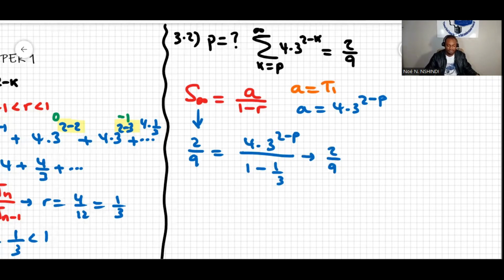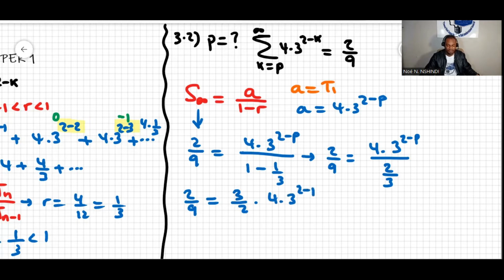So this will be, that means 2/9 will be equal to 4 times 3 to the power of 2 minus p all over 2/3. That's 1 minus a third. And then that makes what? 2/9 will be equal to 3/2 times 4 times 3 to the power of 2 minus p. Because when you divide a fraction by another, we're going to take the first part and multiply by the inverse of this. Instead of me writing 2/3, I'm going to write 3/2, like over here.